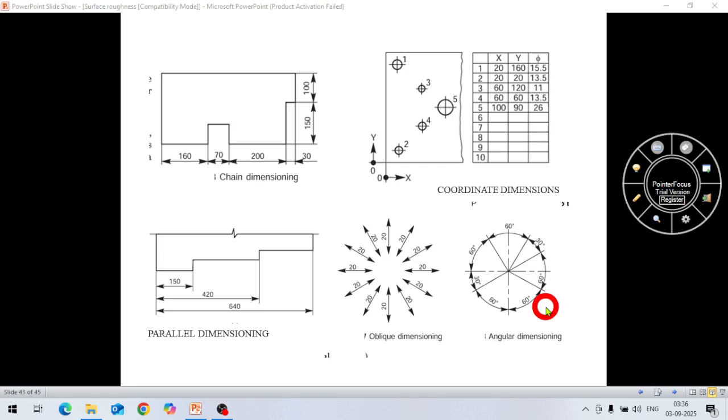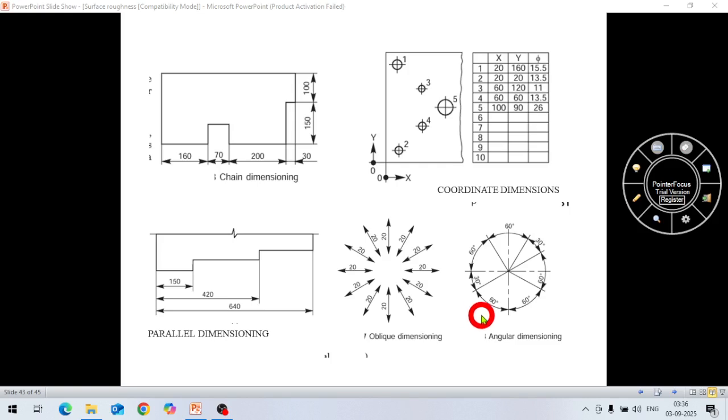And here if you see, it is angular dimensioning. In angular dimensioning, all the angles are given. If there are some holes at some angle, you define these angles like this: 20 degree, 60 degree, 60 degree, 30 degree. With the same origin, we define all the angles. So this way we can give angular dimensioning like this.